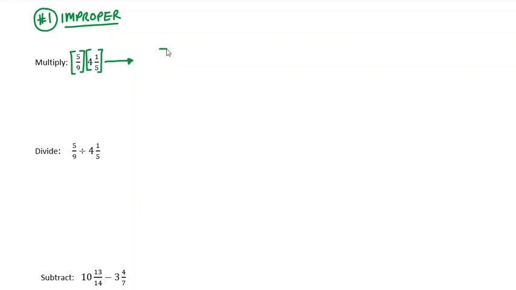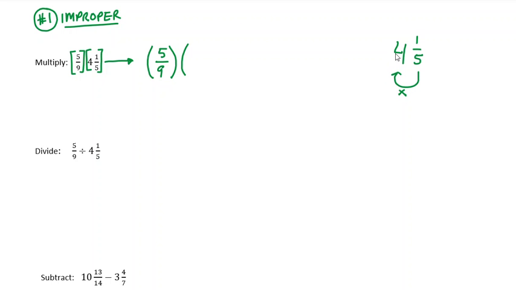So I'm going to write 5/9. I'll put it in parentheses, just kind of keep it separate. And then 4 1/5, I'm going to do that shortcut. I'm going to take 4 1/5, and I'm just going to do this little multiplication.